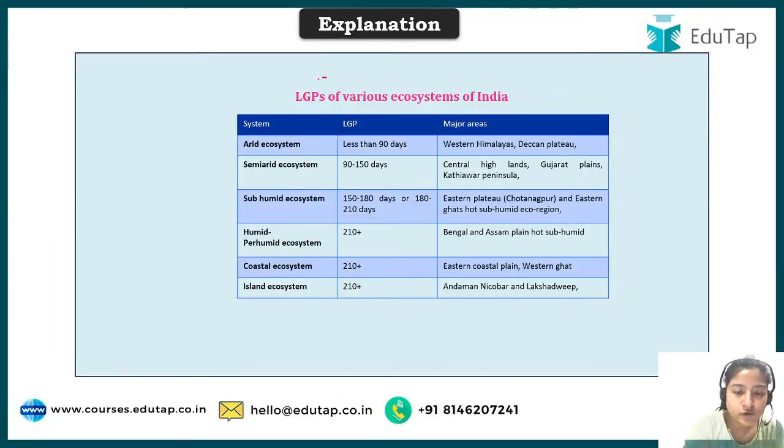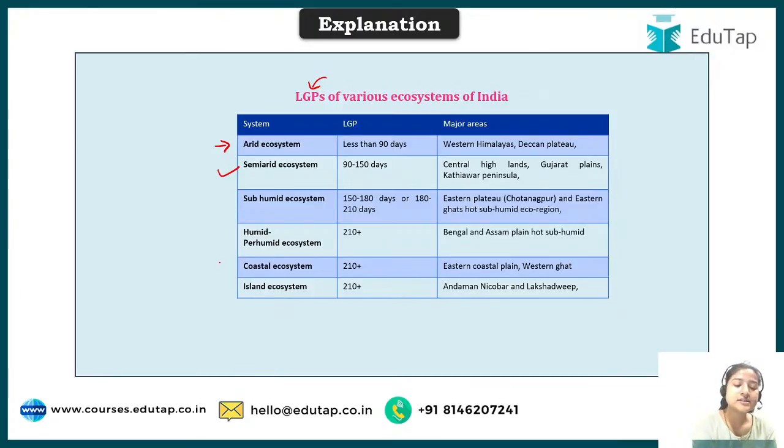LGP is nothing but the length of growing period, of plants. In an arid ecosystem, where water is not available for plants, the length of growing period is usually less than 90 days. Why? Because there is already scarcity of water, and we cannot pressurize that land or that plant to give the maximum yield. So we grow such plants, or such plants exist naturally in that area, whose length of growing period is less than 90 days. In our question we had semi-arid, which is 90 to 150. Then we have different conditions.